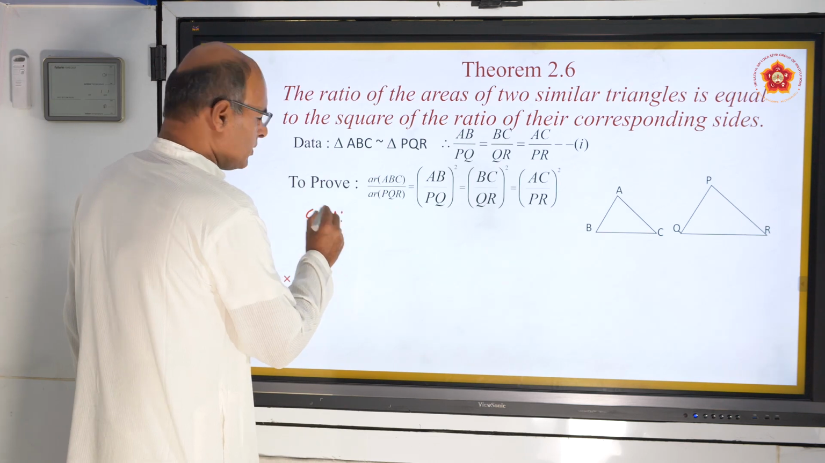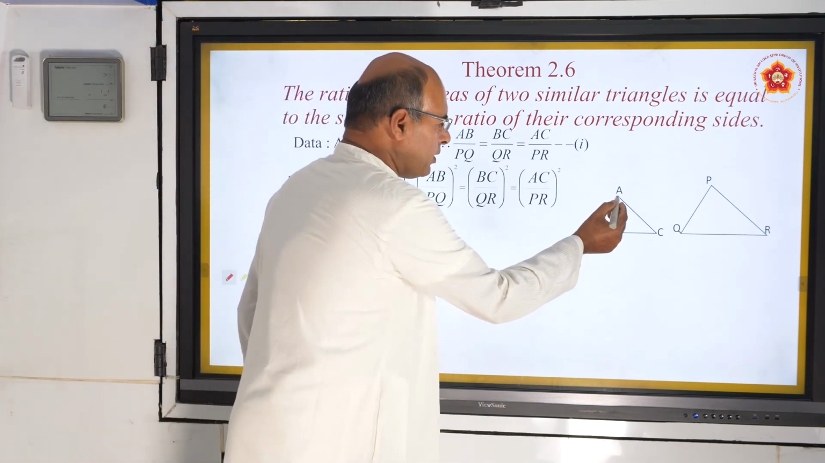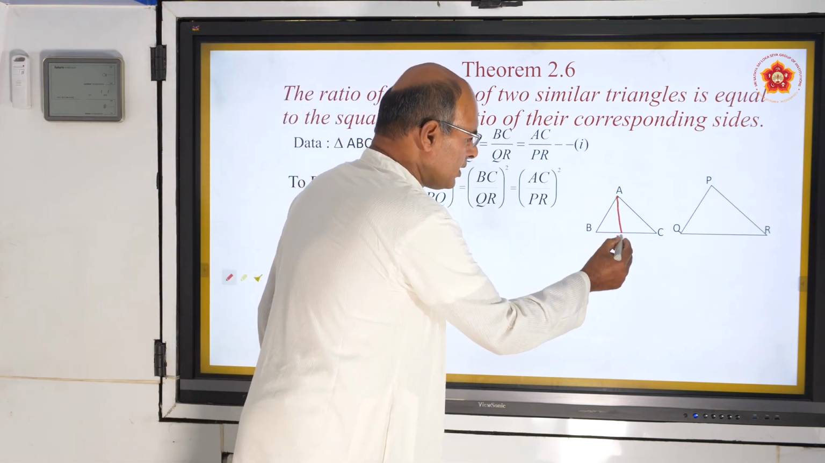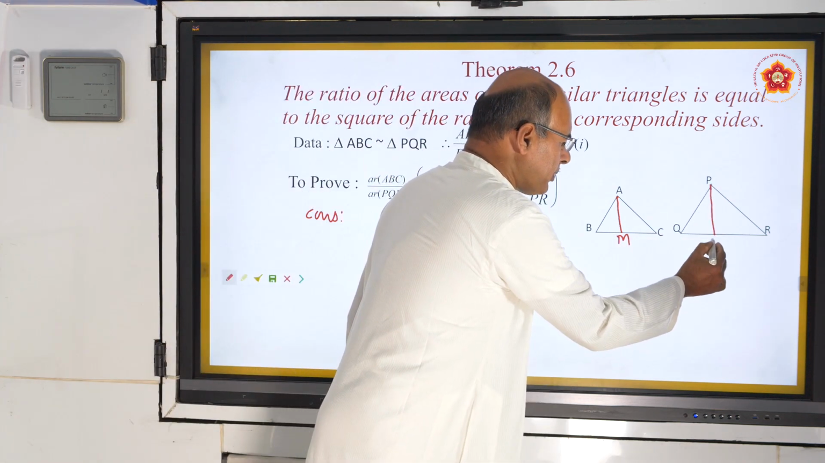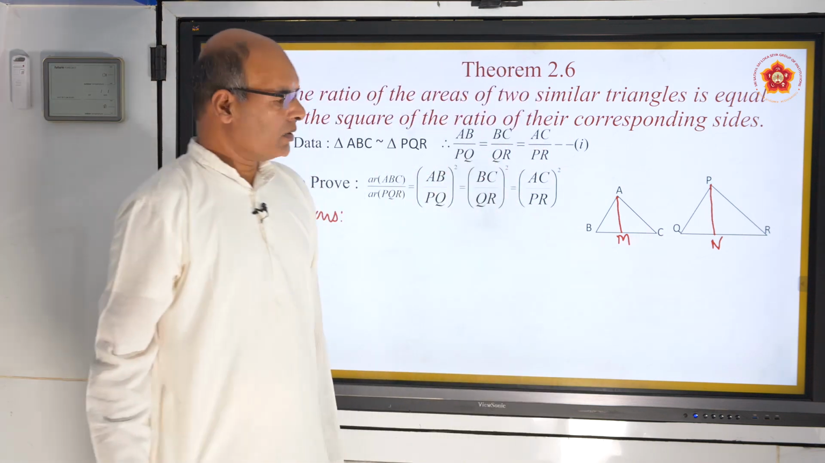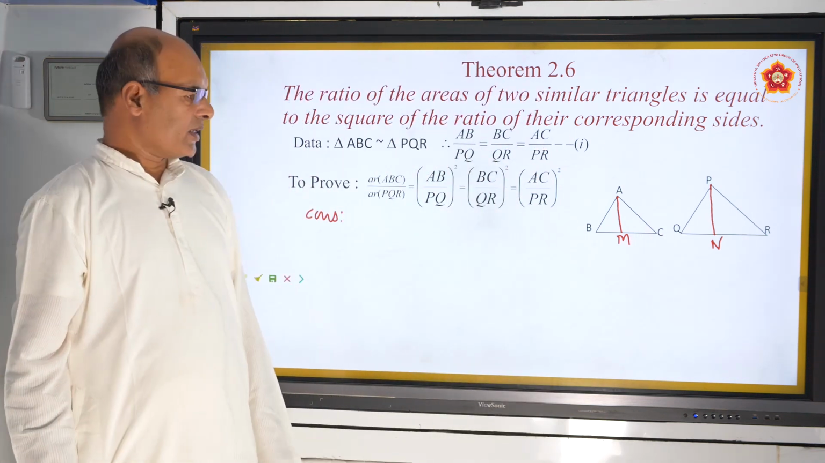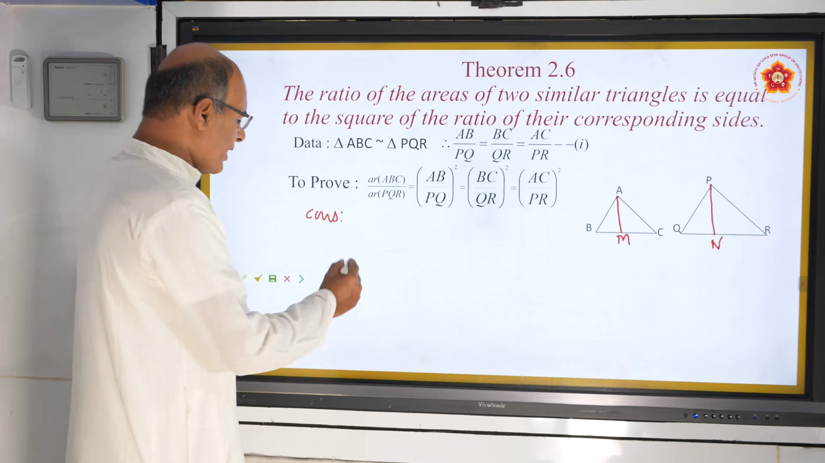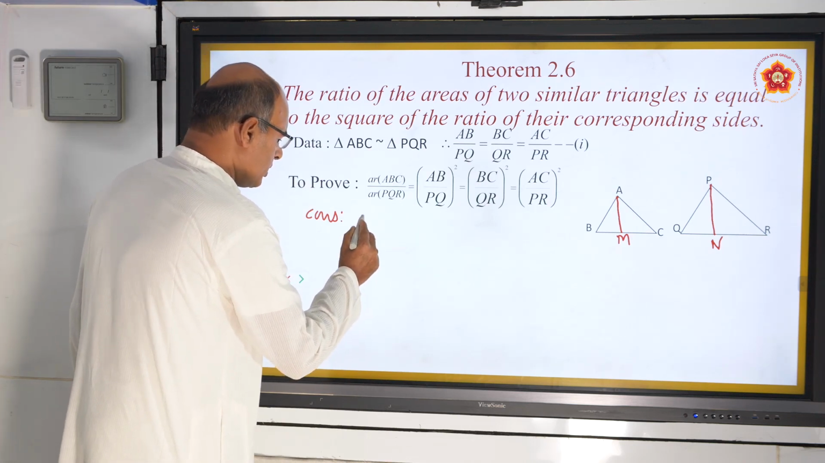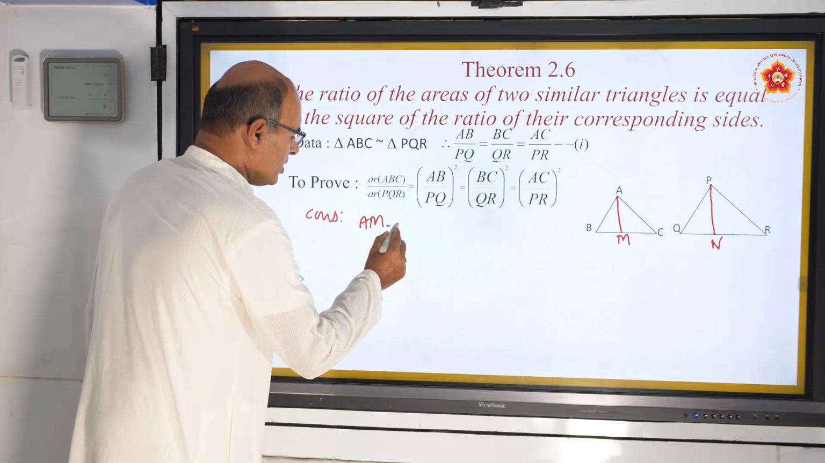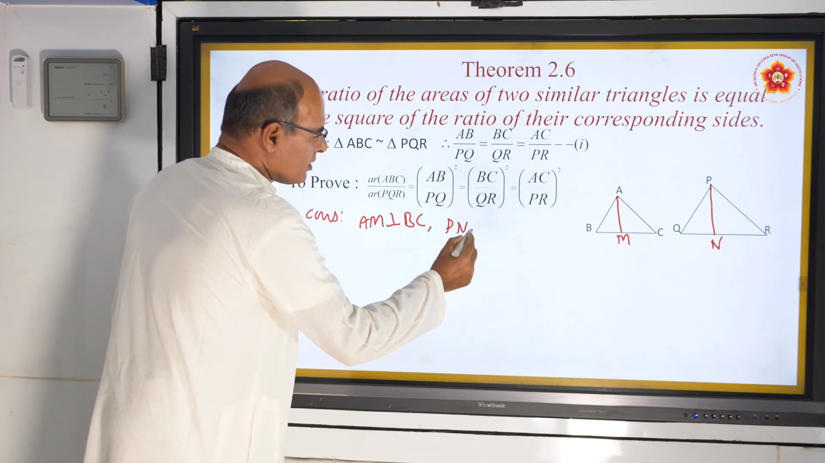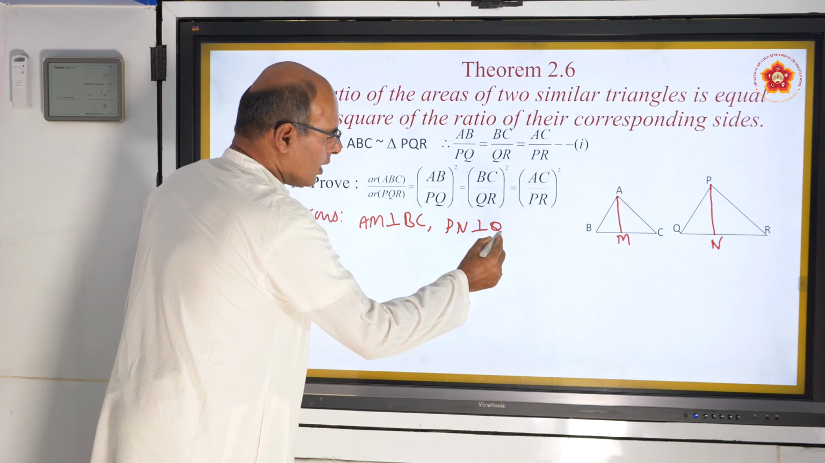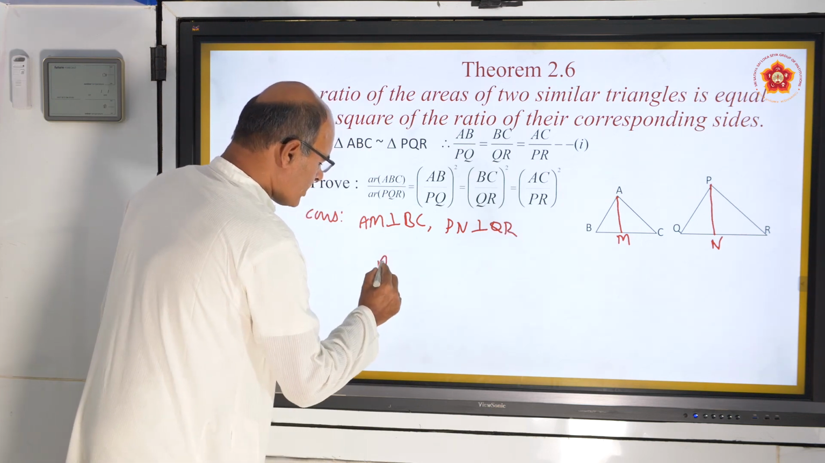So draw the perpendicular for both the triangles. Let AM be perpendicular to BC and PN be perpendicular to QR. These are the heights of the triangles. So the construction is: AM is drawn perpendicular to BC and PN is drawn perpendicular to QR. Now write the areas.